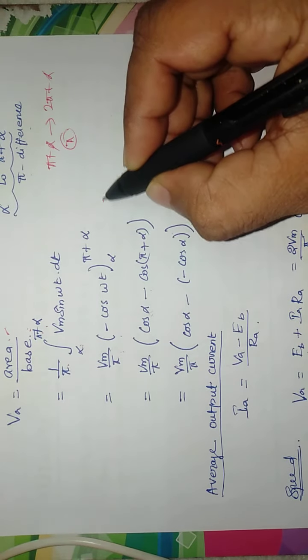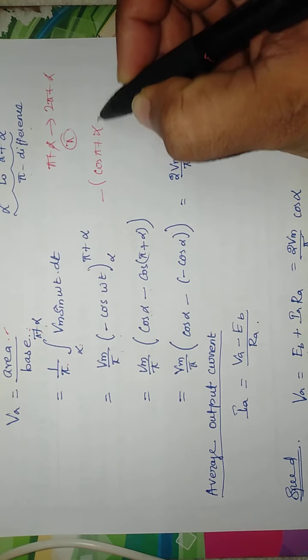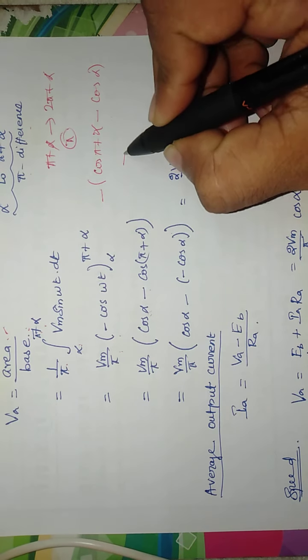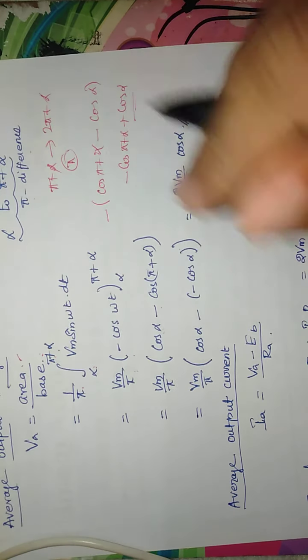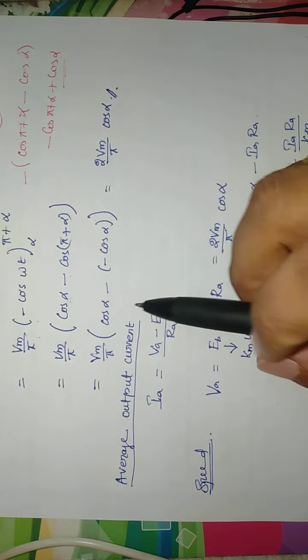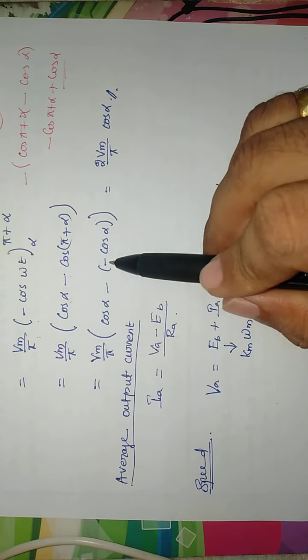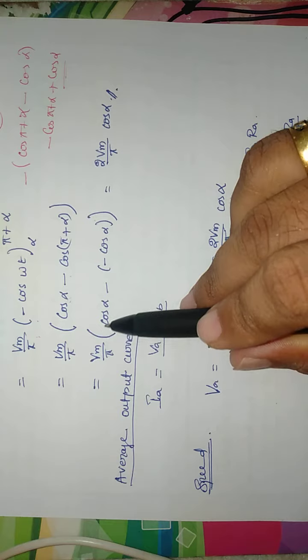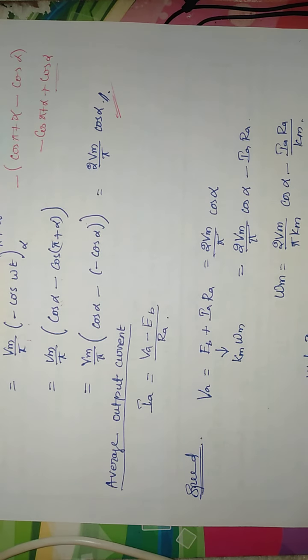Taking minus as common, we get cos of pi plus alpha, plus cos alpha. These equations are written here. From this equation, cos of pi plus alpha can be rewritten as minus cos alpha. So cos alpha minus of minus cos alpha gives plus cos alpha plus cos alpha, which is 2 cos alpha. So it is multiplied by 2, Vm by pi, and cos alpha. This is our average output voltage.